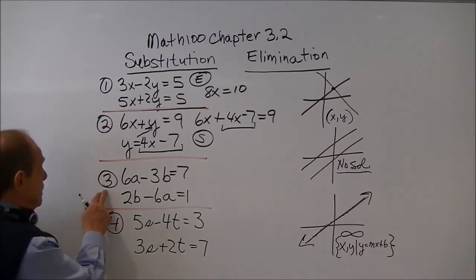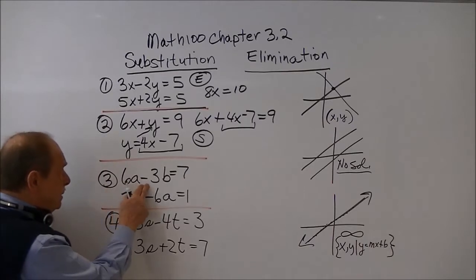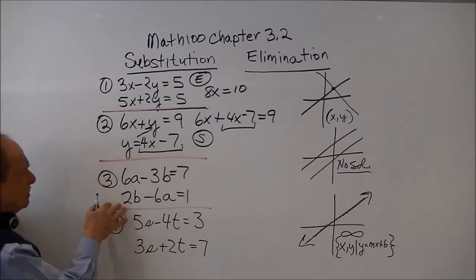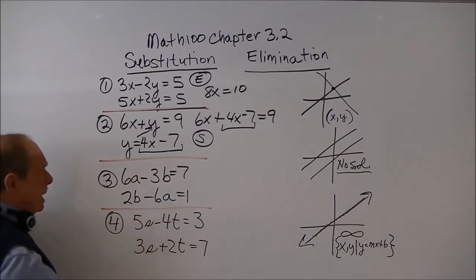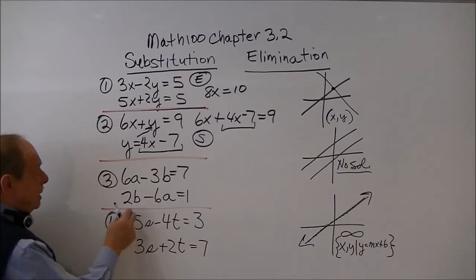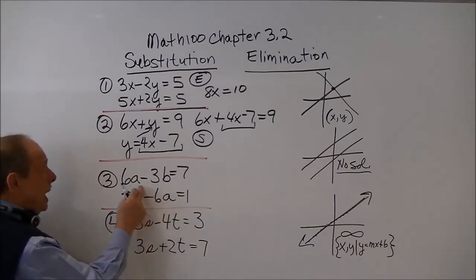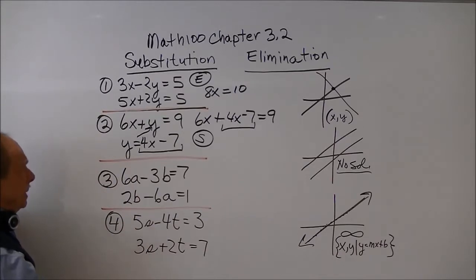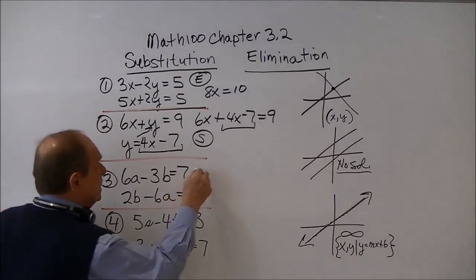So for number 3, it's in standard form, and notice nothing seems to cancel out, but there's no easy way to solve for either B or A. So we wouldn't use substitution here. We would use elimination.